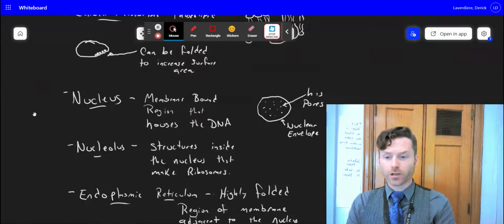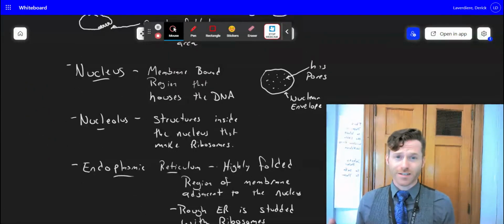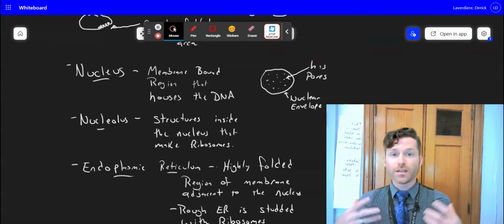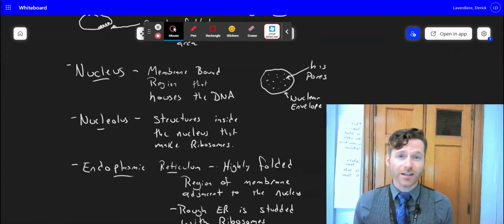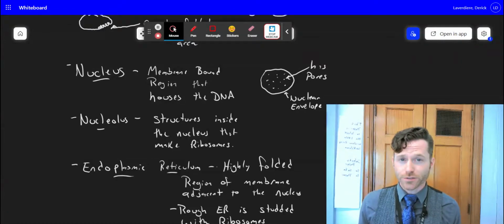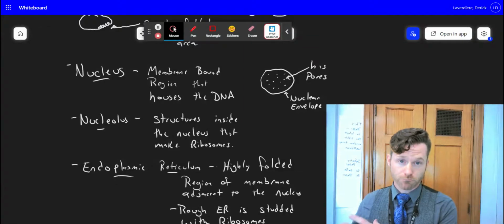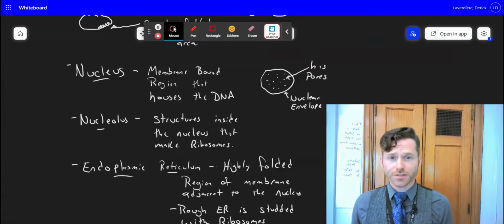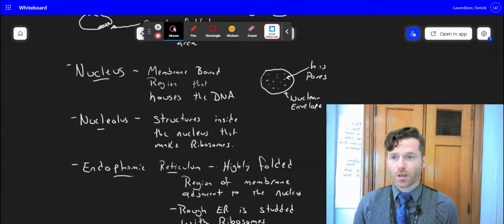Moving forward now, we are going to be talking specifically about membrane-bound organelles. That is to say, organelles that have their own membrane around them. These are unique to eukaryotic organisms. The defining feature of a eukaryotic organism is that they have membrane-bound organelles. If you don't have membrane-bound organelles, you're a prokaryotic organism. Cool. So the first of these is, of course, the nucleus. It's a prime example of a membrane-bound organelle.